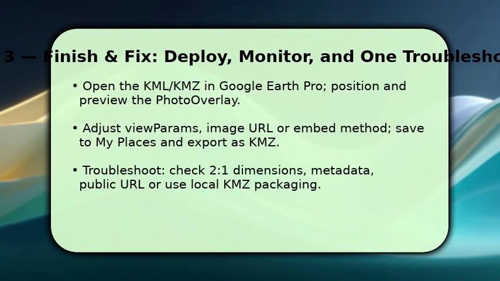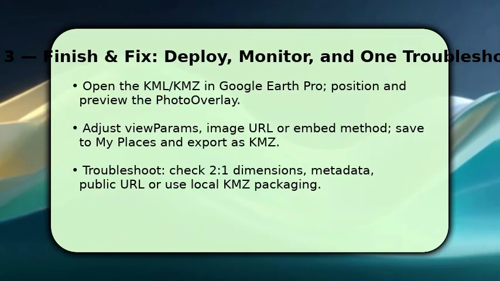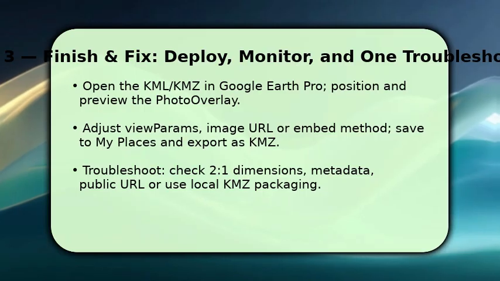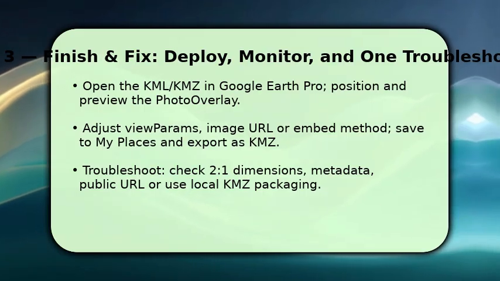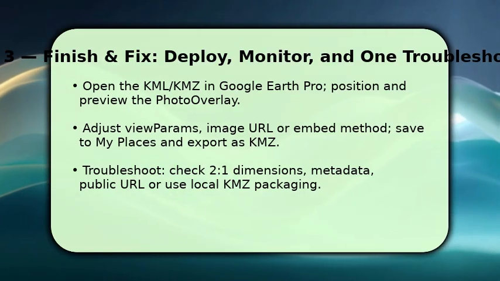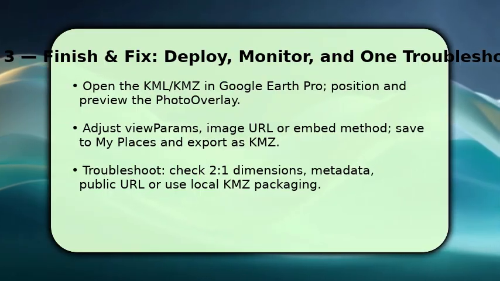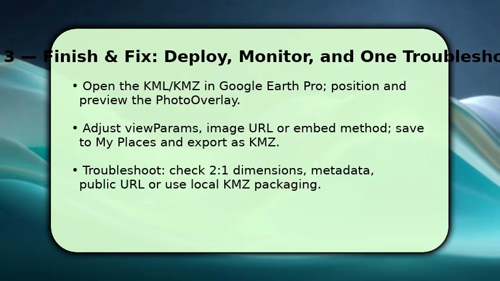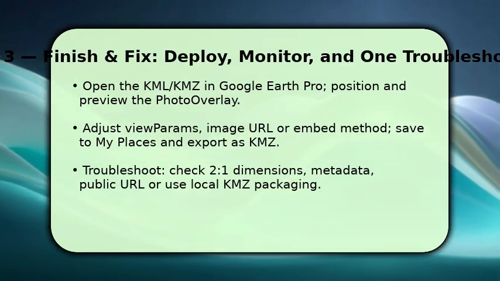Finally, import the KML or KMZ into Google Earth Pro and open the placemark to preview the photo overlay. You should be able to look around the full 360 field. Make small adjustments to view params or repackage the image into KMZ if the orientation is off, and then save the final placemark to My Places so you can export or share it.